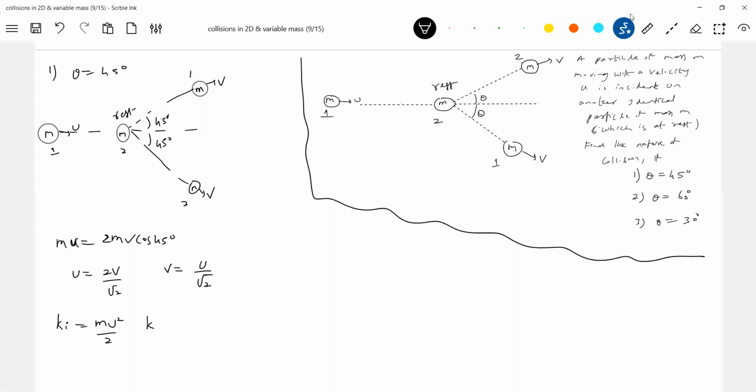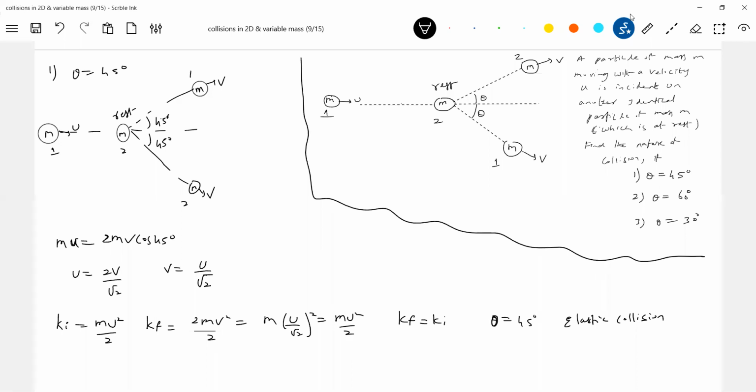Initial kinetic energy is mu square by 2. Final kinetic energy we will check: 2m v square by 2, so this is m (u by root 2) whole square, so mu square by 2. So what did we get? Final kinetic energy is equal to initial kinetic energy. Therefore, when theta equals 45 degrees, what is the nature of collision? Elastic collision.